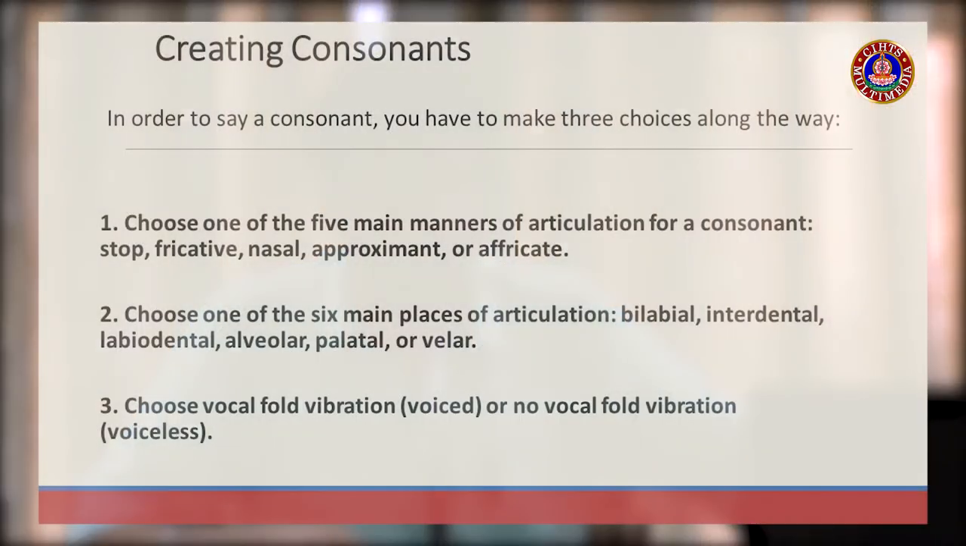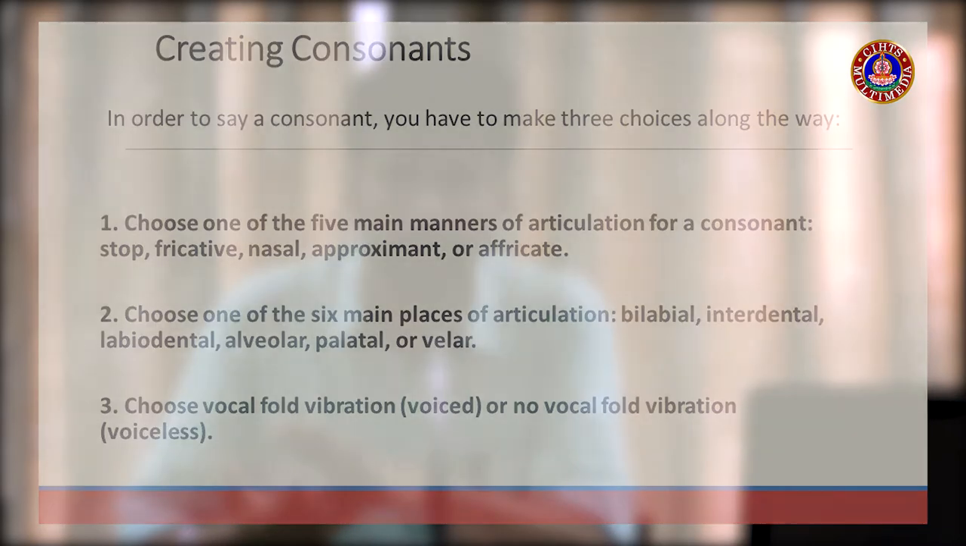Then of course consonants, if we differentiate vowels and consonants, whenever you make a consonant like k or g or any consonant, three things are involved in it. One is whether the consonant is a stop, fricative, nasal, affricate, jiska abhi baat kiya maine. The other thing is what is the position of the consonant, labial, interdental, bilabial, palatal, velar, glottal, abhi baat kiya hai maine. Then of course the third thing I have mentioned, whether the consonant is voiced, voiceless.